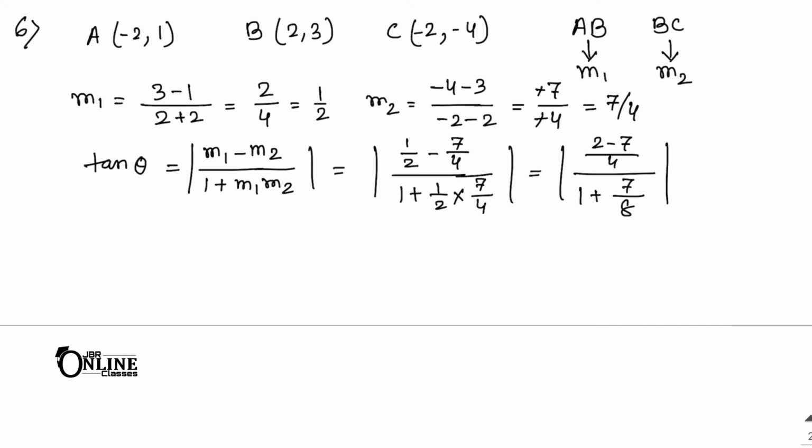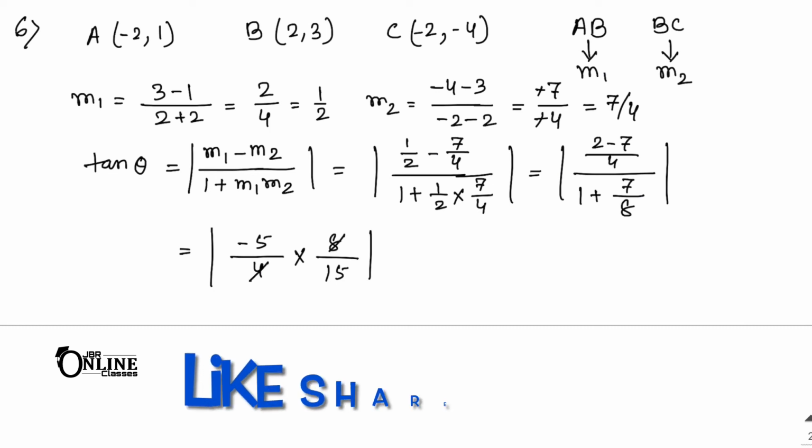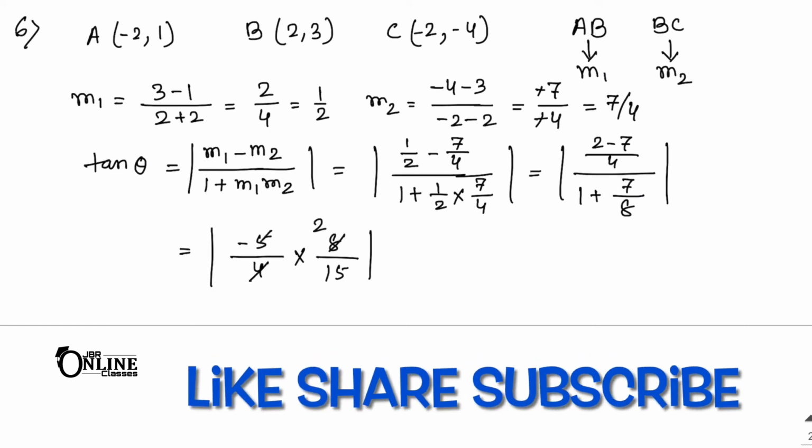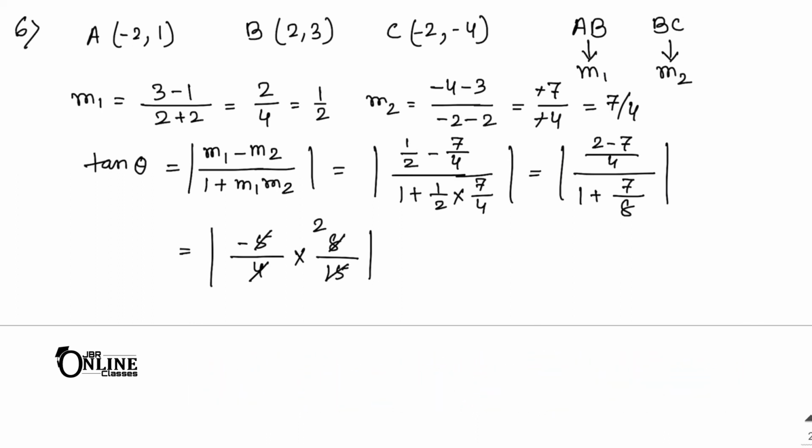Okay, so that implies you can write down minus 5 by 4 and multiply with, as 8 plus 7, it's 15. So write down 15 and 8. So 4 cancel out with this one, it becomes 2. 5 cancel out with this one, it becomes what? 3. So that means within mod minus 2 by 3. And as mod sign, so you can write down 2 by 3. That means tan theta equal to 2 by 3. Okay, tan theta equal to 2 by 3. That is your answer.